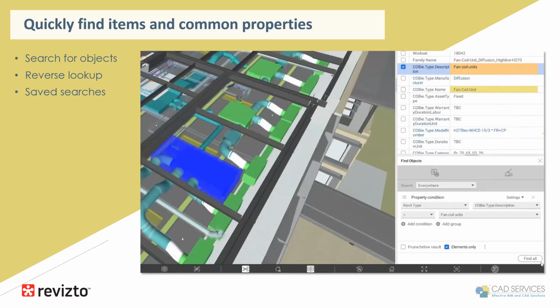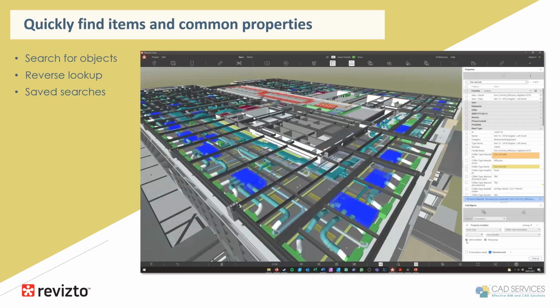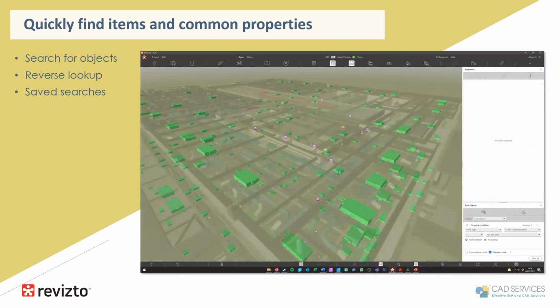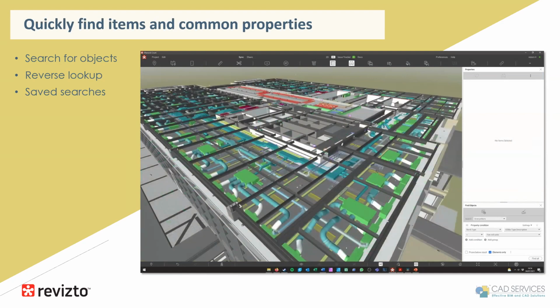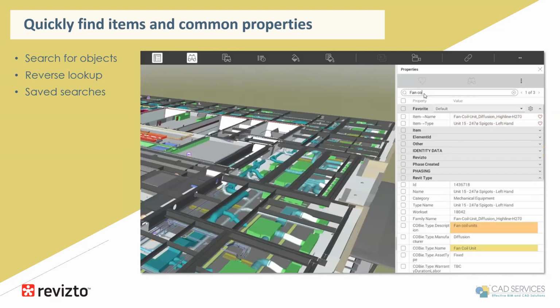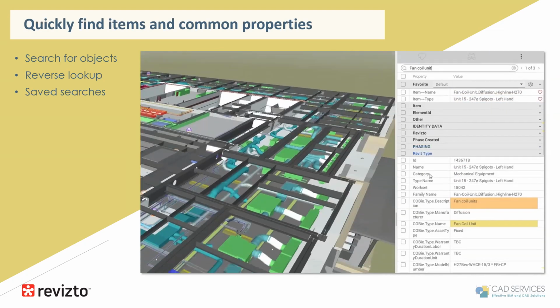Revizto has a powerful search feature, allowing us to quickly type assets we are looking for and have them highlight in the view. We can then isolate these objects on their own or isolate them in transparency, ghosting out all the other elements within the building. Once filtered this way, we can view the properties so we can see what these assets have in common.